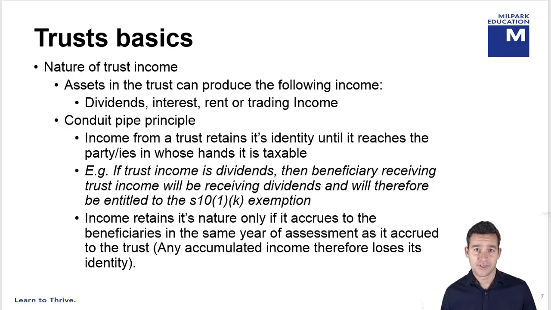What's important to note is that this conduit pipe principle only really applies if that income is paid out in the year of assessment it accrued to the trust. So if dividends are received this year and they are paid to beneficiaries this year, there will be dividends in the hands of those beneficiaries. But if they're only paid out next year, they will no longer be dividends in the hands of those beneficiaries. So you retain its nature as long as it's paid out in that same year of assessment.